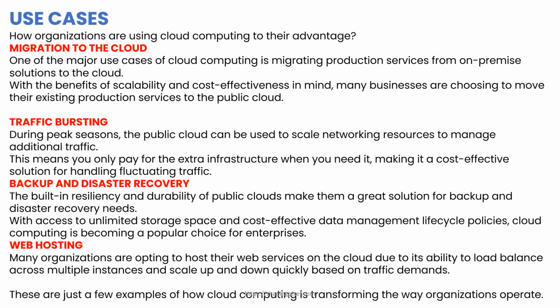Traffic bursting. During peak season, the public cloud can be used to scale networking resources to manage additional traffic. This means you only pay for the extra infrastructure when you need it, making it a cost-effective solution for handling fluctuating traffic.